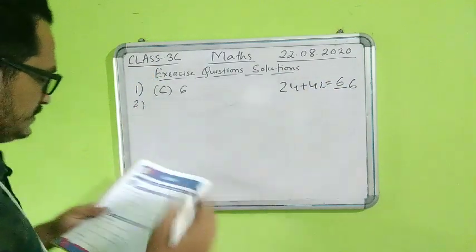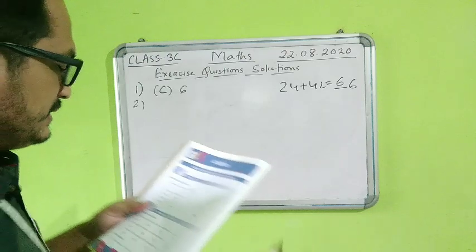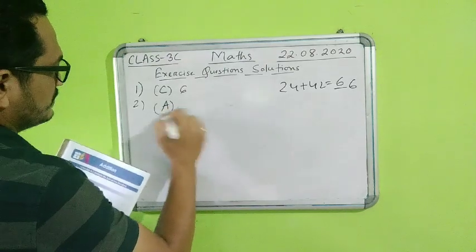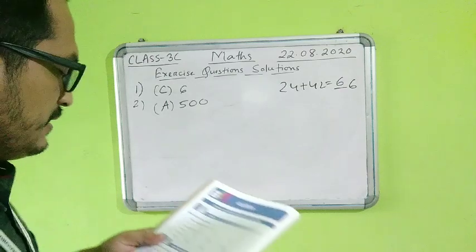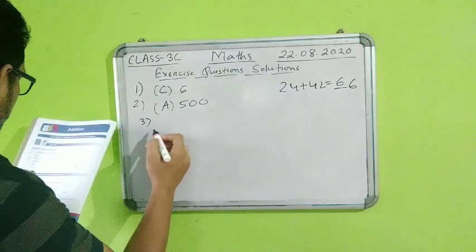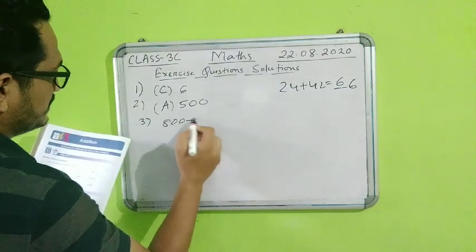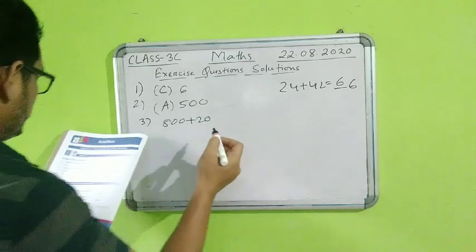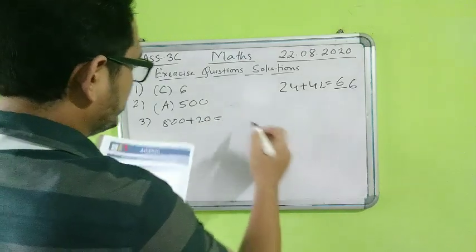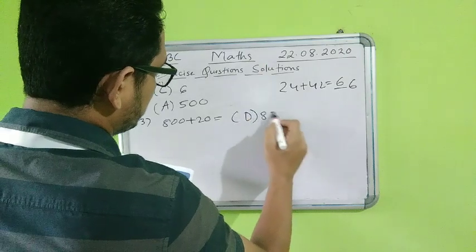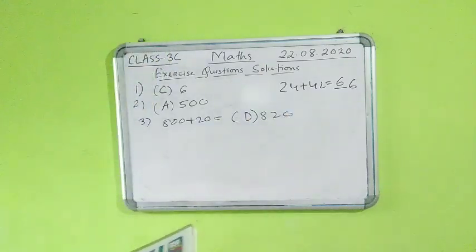Number 2, the sum of 200 and 300, that is option A, 500. 200 plus 300 is very easy, 500. Number 3, it is 800 plus 20. Now 800 plus 20 equals how much? So it will be 820, which is option number D, 820.